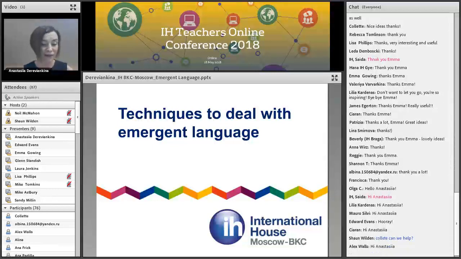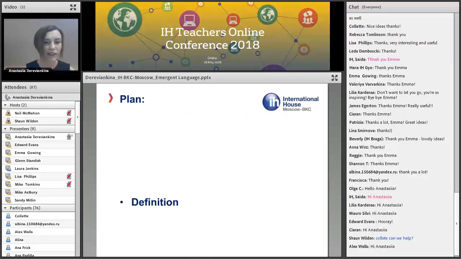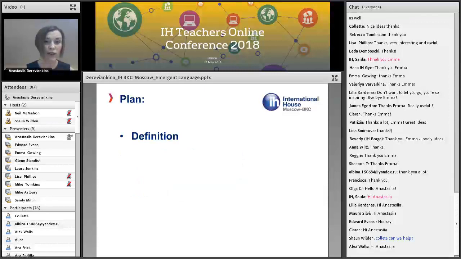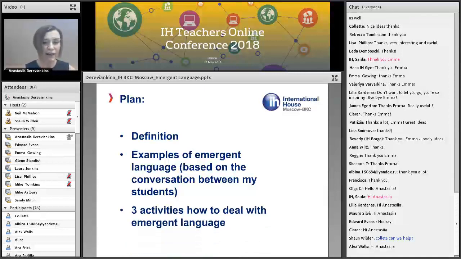And since then I have experimented a lot with emergent language, and today I'd like to share with you some of the techniques that I use almost every day. So our plan for today: first we're going to look at the definition of emergent language. Next we're going to look at some examples of emergent language based on the conversation between my students. I recorded and transcribed their conversation, and then I'm going to share with you 3 activities for how I usually deal with emergent language.